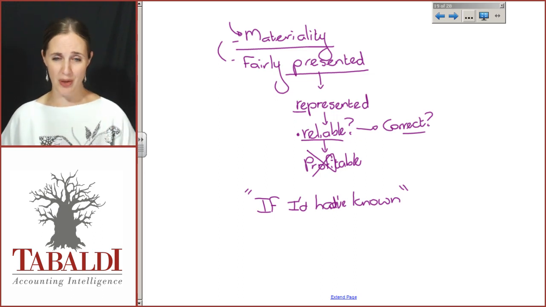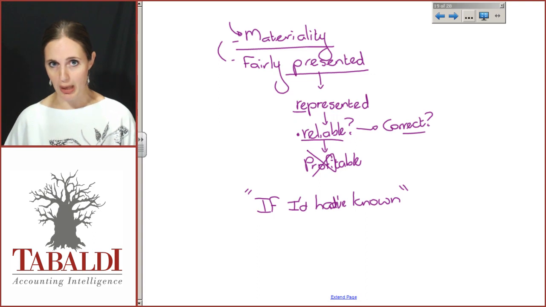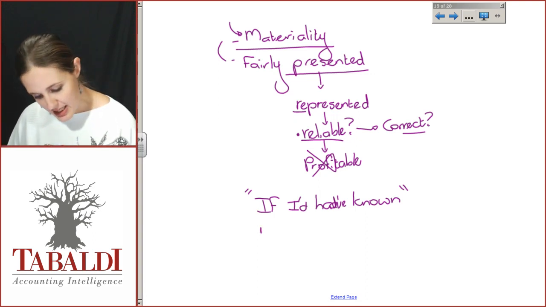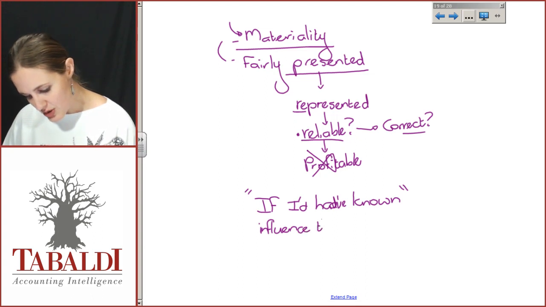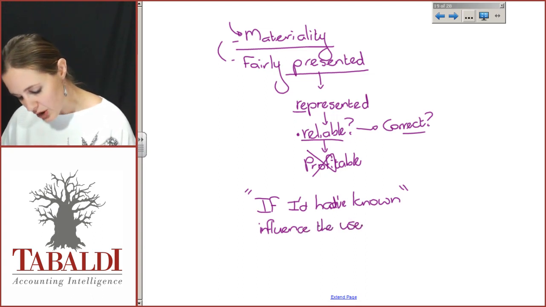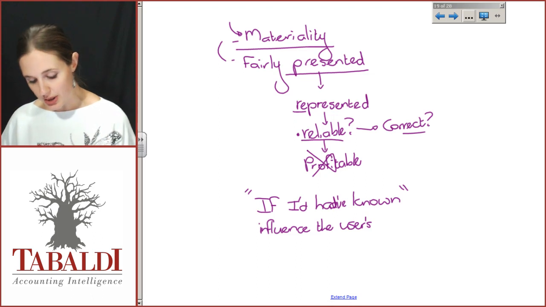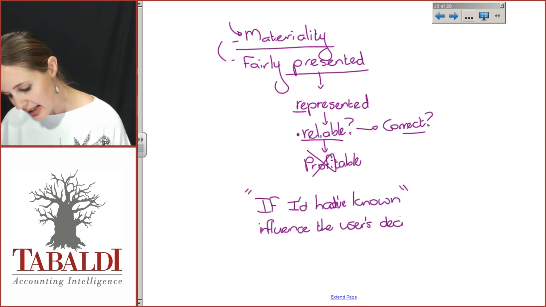if I had have known this was what was really going on, I would not have invested in this company. If I'd have known that this is what that car really looked like, I would not have been interested in it. I would not have decided to buy that. So when we talk about that, we say, is there anything that might influence the user's decision? And again, we're always focusing on the user because that's who we're adding credibility for. Is there anything that would influence the user's decision?